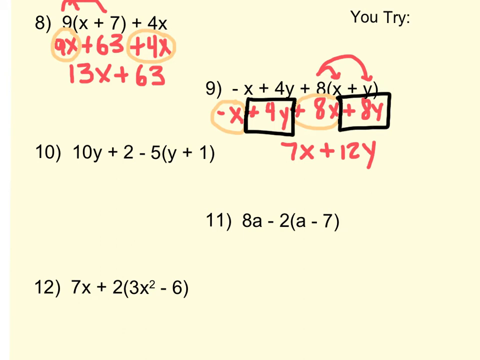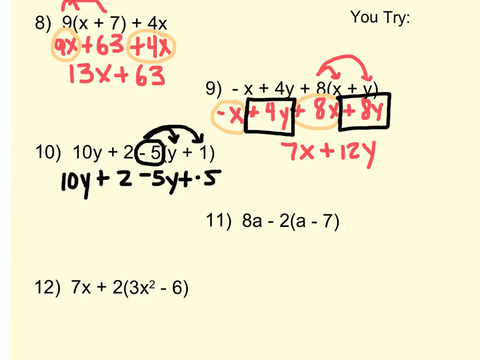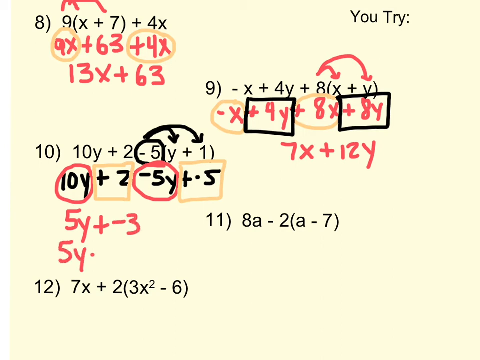For number 10, it's really important to see that that 5 has a negative sign in front of it, so when we distribute, we're supposed to be distributing negative 5. So we end up with negative 5y plus negative 5 for this last part. And then if we bring everything else down and start circling what we have in common, it looks like we have a 10y minus 5y, which is 5y. And then a positive 2 plus negative 5 is a negative 3. So you can either write plus negative 3 or you can write 5y minus 3. That would be the same thing.